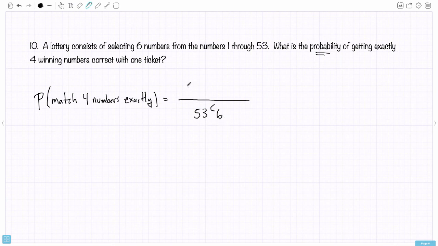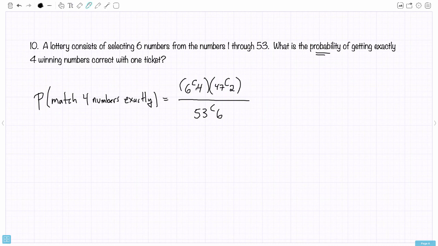Now, the pattern that's really useful here is to notice that there were 6 winning numbers, and you want to choose 4 and get 4 of them right. We're trying to figure out how many ways you could pick 4 correct numbers from the 6 winning numbers. But then multiply that by the other category, the losing numbers. How many are there of those? There are 47, because 53 total minus the 6 winning numbers leaves 47 losing numbers. And of those losing numbers, I want to know how many ways you could pick 2.